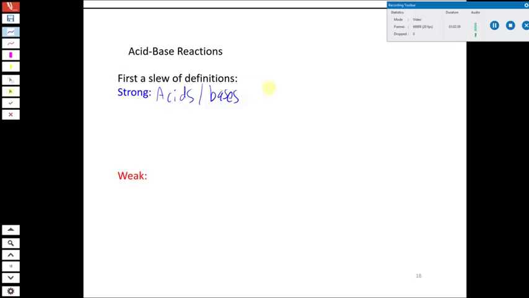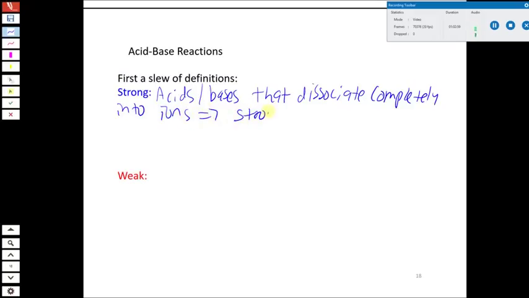So strong acids and strong bases, we saw this a little bit when we talked about electrolyte solutions. These are ones that dissociate completely in water. And as we said last time, that makes them strong electrolytes. So for a strong acid, when you put it into water, it completely falls apart to make H+ and whatever anion it's paired with, and it completely dissociates into solution.